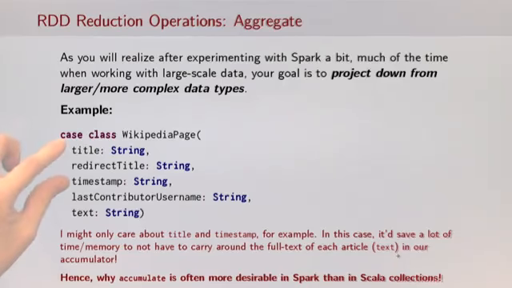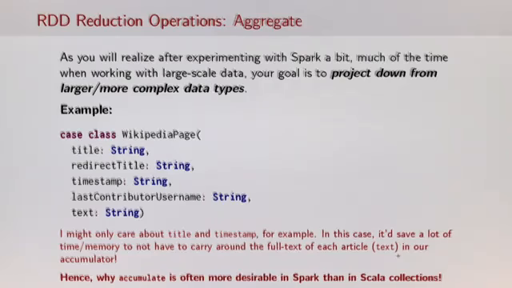In this scenario, if you had to keep the full text of every Wikipedia article around in every element of your RDD, it could waste a lot of time and a lot of memory to carry around this perhaps very big full text string in your accumulator. This is why you might find that you would use the aggregate operation more often in Spark than you did in Scala collections, because typically you want to get rid of stuff that you don't need and project down to a smaller data type.